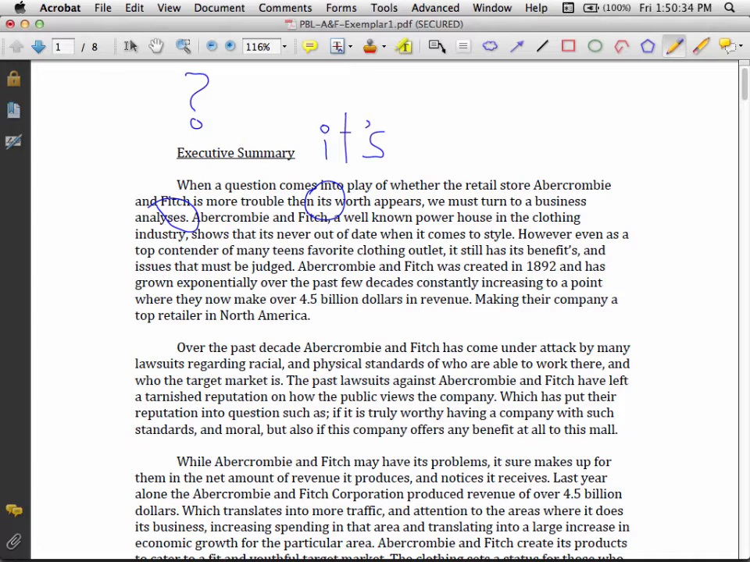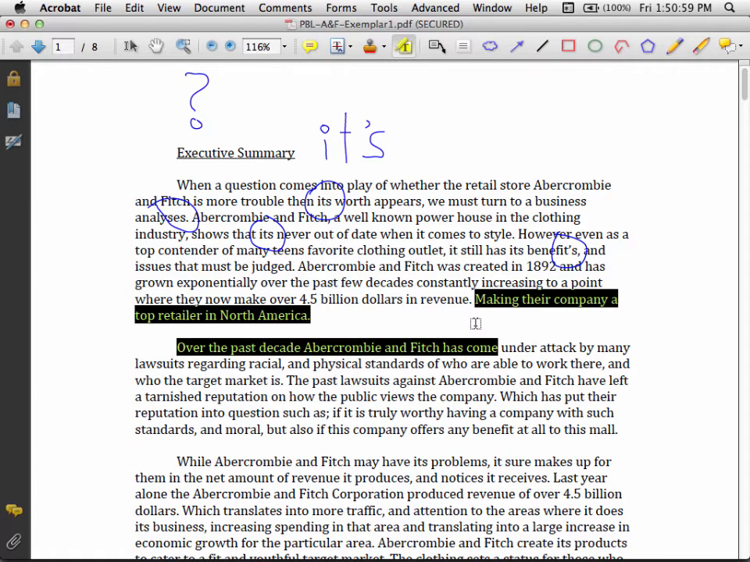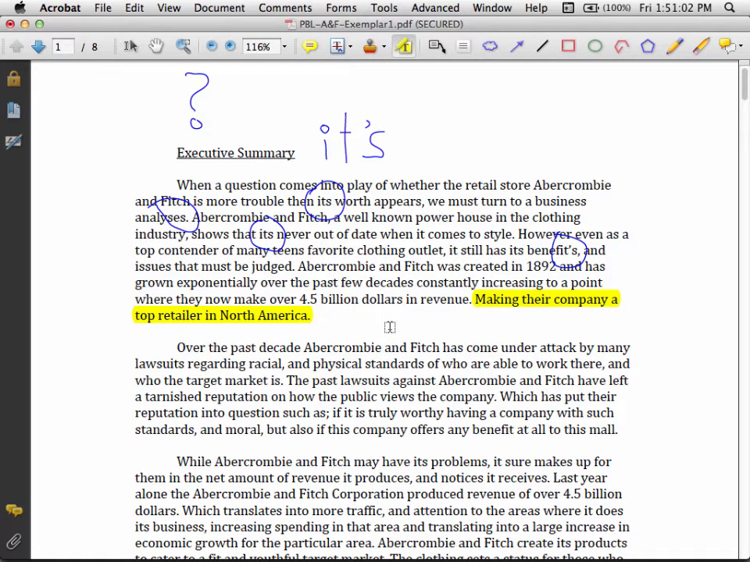"Abercrombie & Fitch, a well-known powerhouse in the clothing industry, shows that it's never out of date when it comes to style." And again, contractions, these are done incorrectly, and you can see over here I've got an apostrophe. Benefits should be benefit, singular, not benefit possessive, so that apostrophe S is incorrect. This last sentence, "making their company a top retailer in North America," sounds like it needs a phrase before that ending phrase. Something, comma, making their company a top retailer in North America.